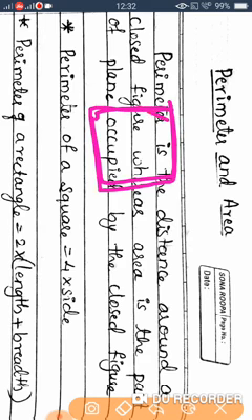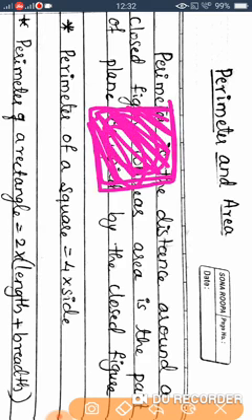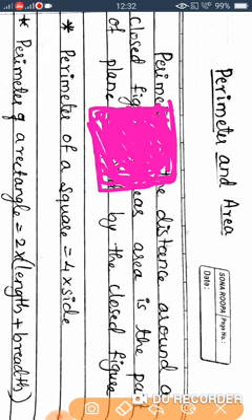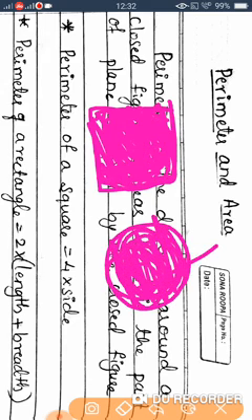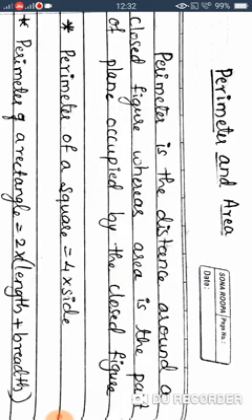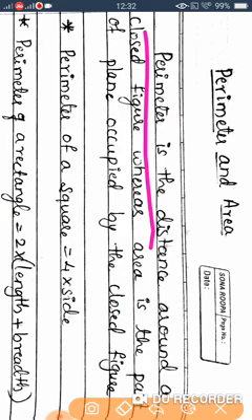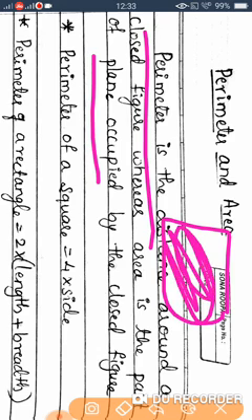Area means how much paint I can use to cover the whole thing. This is called area. If this is a circle and I paste a paper on the circle, how much paper I need is called the area. So by definition, perimeter is the distance around a closed figure, whereas area is the part of a plane occupied by the closed figure.